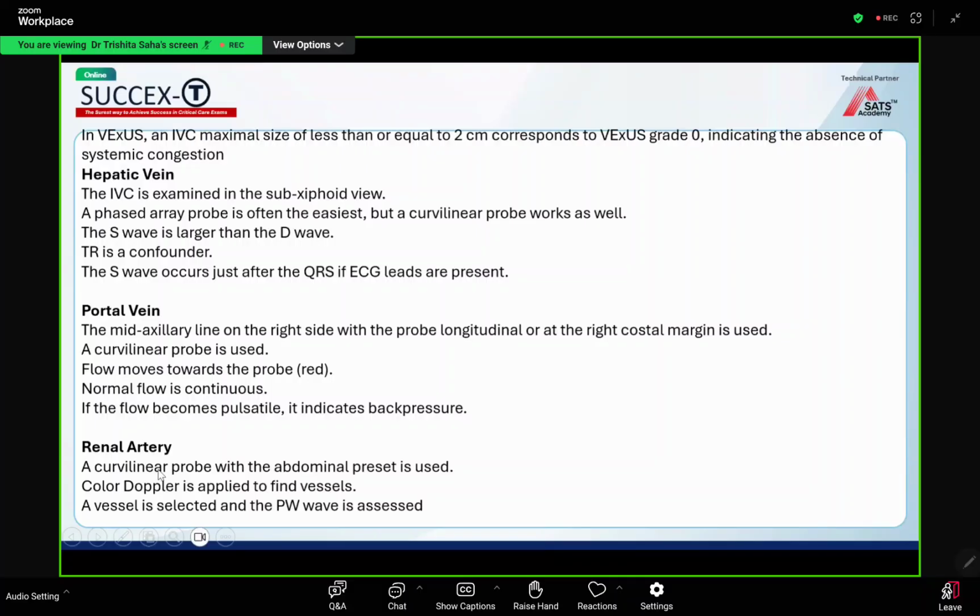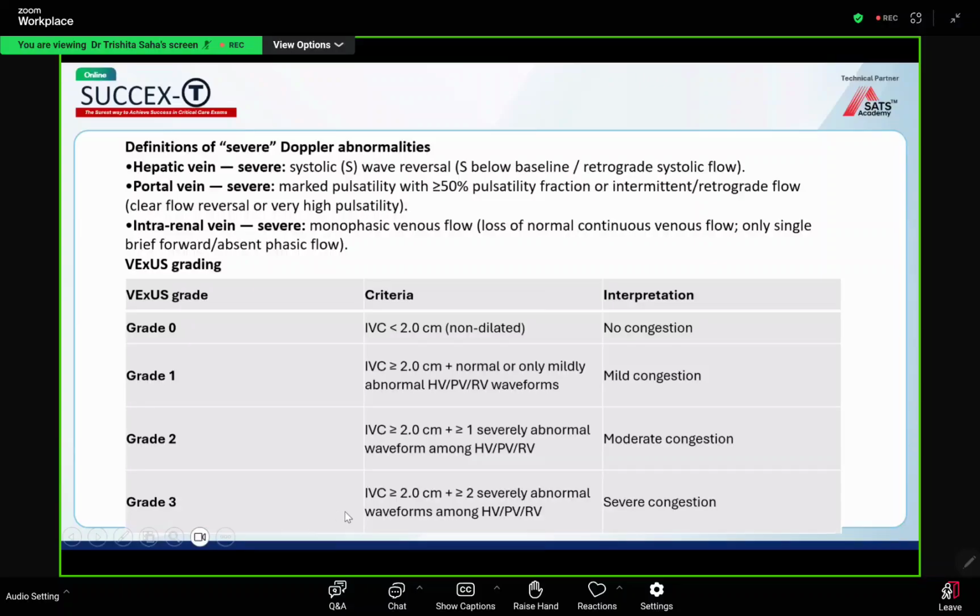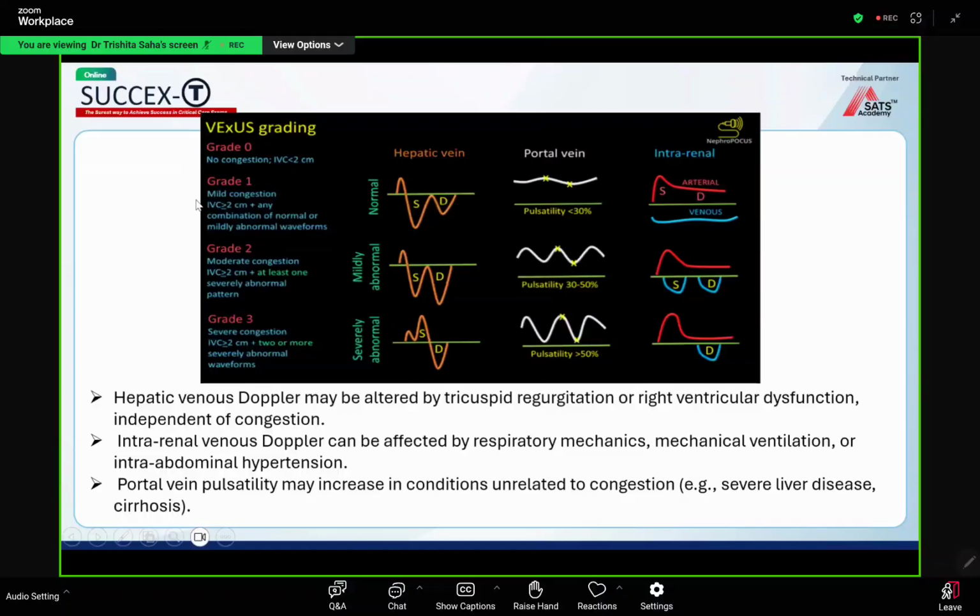Then the renal artery, which is one of the most difficult to get in VExUS. Sometimes you have to tell the patient to hold the breath, or apnea is given. A curvilinear probe is used with the abdominal preset. Color Doppler is applied to find the vessel. The vessel is selected and the pulse wave is applied. Before discussing, I will discuss the different waveforms which you get in VExUS.